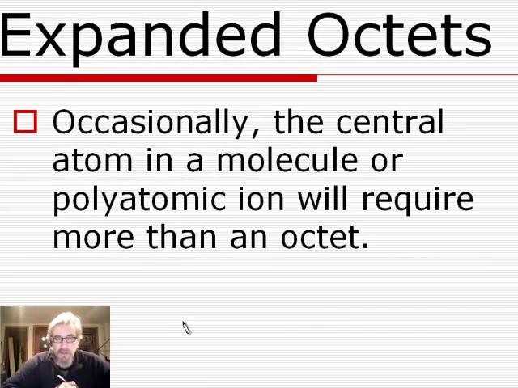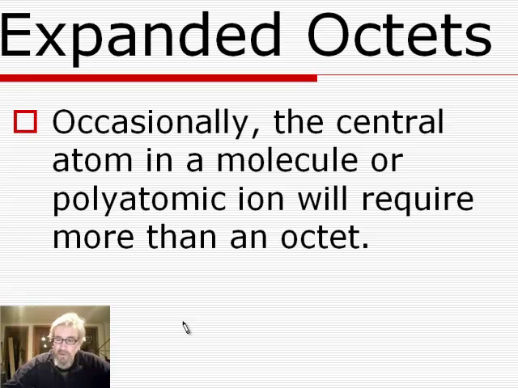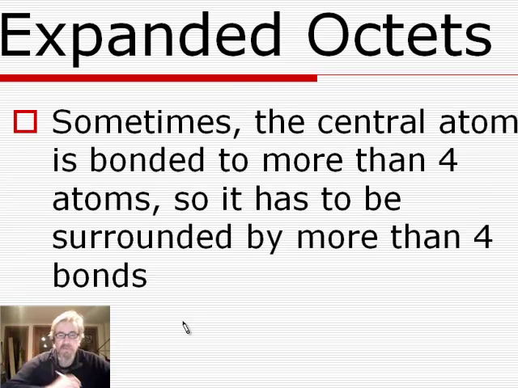Sometimes the central atom in a molecule or a polyatomic ion, when you're drawing the Lewis structure, will require more than an octet. How do I know if I'm in one of those situations? Well, there are 2 ways. One of them is, sometimes the central atom is bonded to more than 4 atoms. So in that case, it would have to be surrounded by more than 4 bonds. Here's an example.